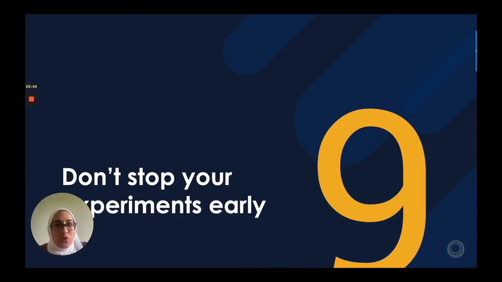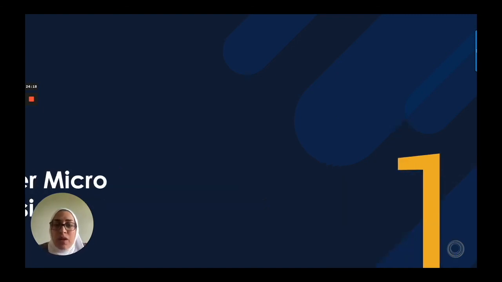Don't stop your experiments early. This is statistics 101. There are so many tools online that you can Google that can help you understand how long you should be running an experiment. And within the testing engines, depending on how they're built, whether they're Bayesian or frequentist, they will also measure when you reach statistical significance. So you have to have both of those working in tandem.